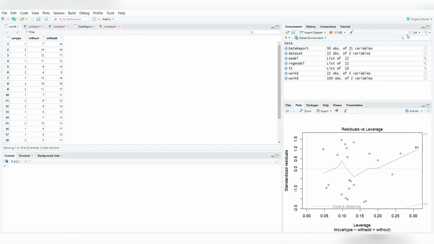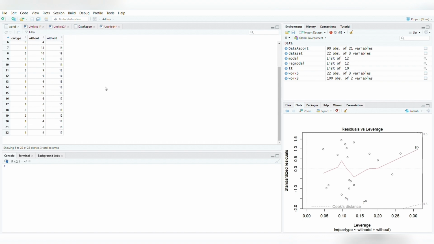For the result part, our group used t-test and ANOVA table, also multiple linear regression in R programming. This is the dataset that we use. We have car type, without, and with additive columns.